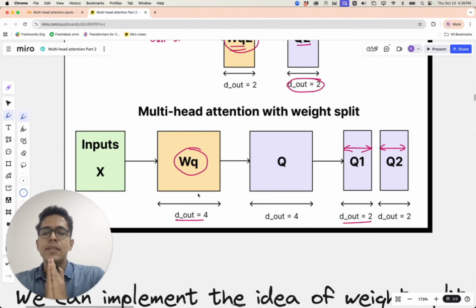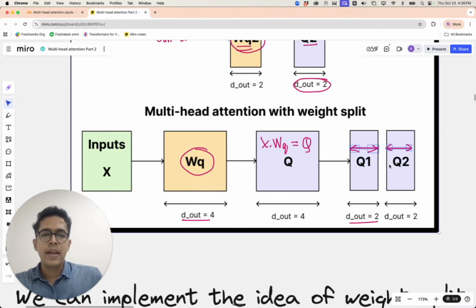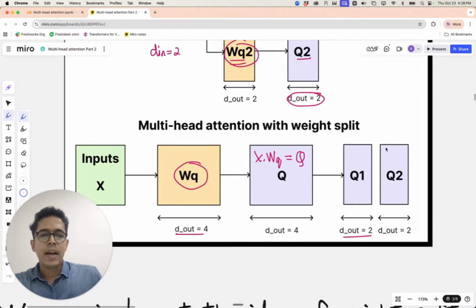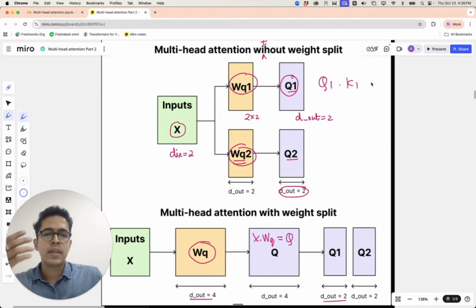But what we are saying here is, we won't be performing X multiplied by WQ1, X multiplied by WQ2. That we won't be doing, but rather we'll be simply performing X multiplied by WQ, which is equal to some query matrix. And this query matrix, we can now split manually into Q1 and Q2. So that way we accomplish what we wanted to, because we want Q1 and K1 to calculate attention scores in the attention head number 1, because Q1 multiplied by K1 transpose is the attention scores in attention head number 1.